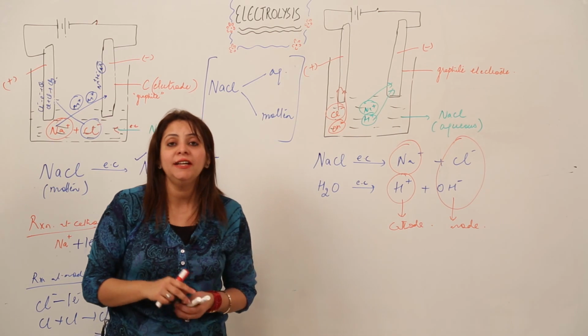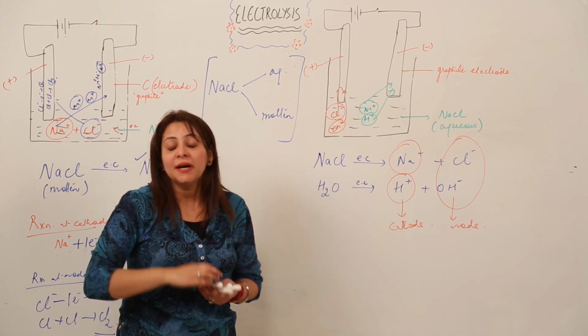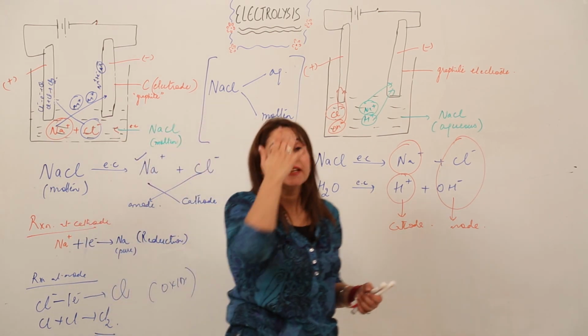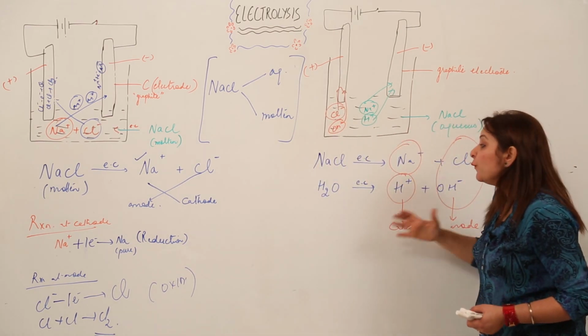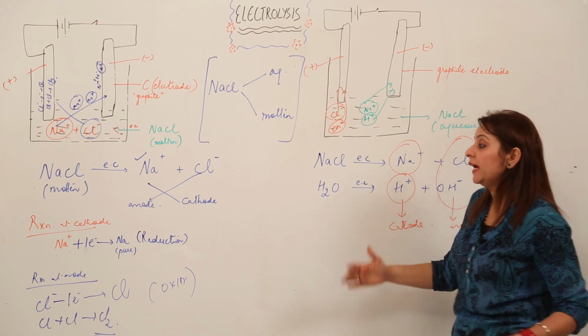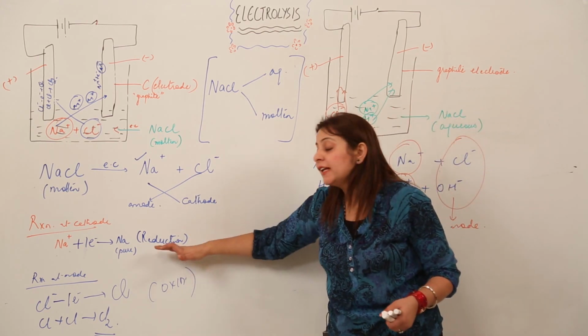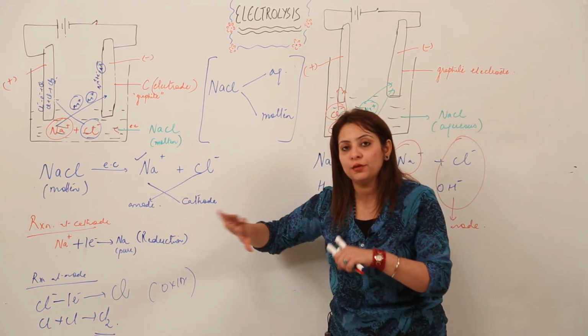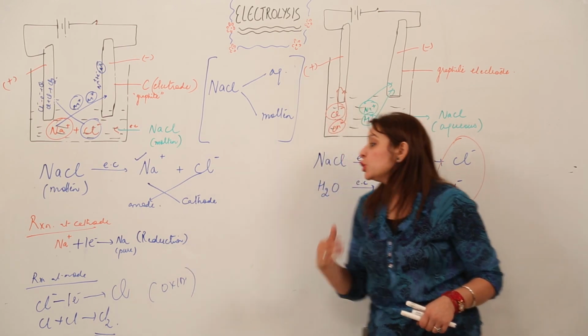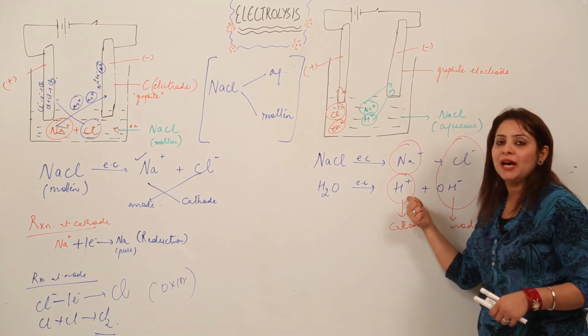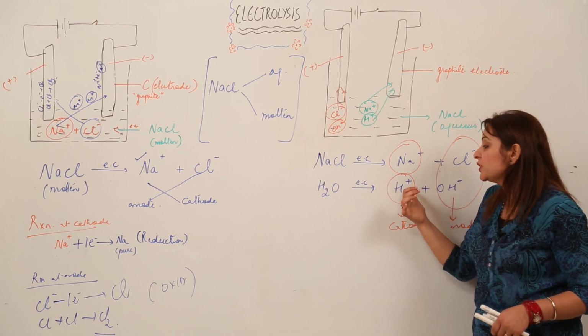And you know that accordingly the oxidation and reduction occur. But now the question arises: out of the Na ion and the H ion, which is going to get reduced? You know that at the cathode reduction occurs. That means they gain the electron which they previously lost. So they will be gaining their electron back. Out of Na and H ions, which is going to gain an electron?